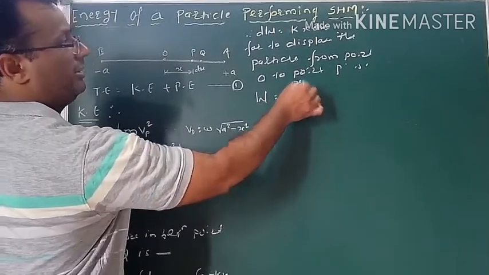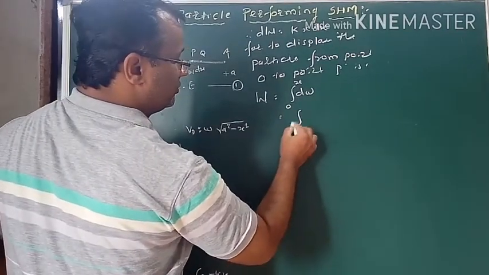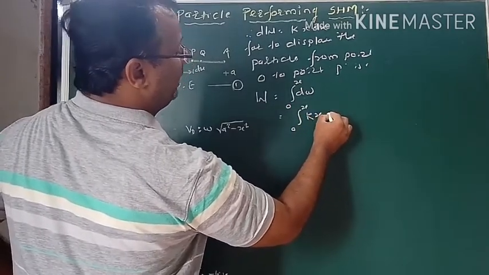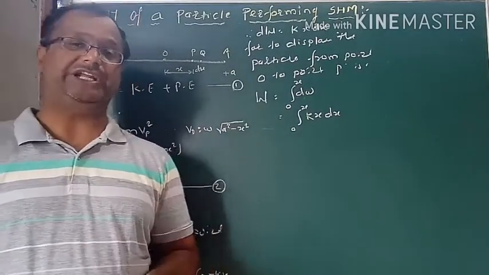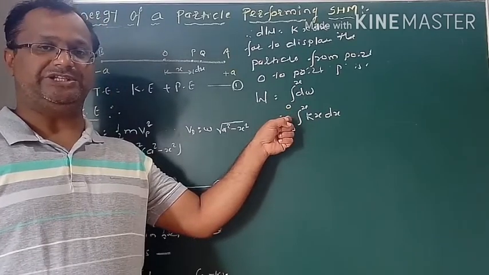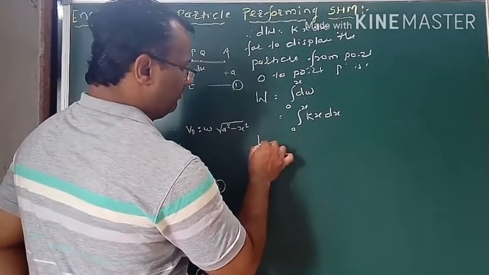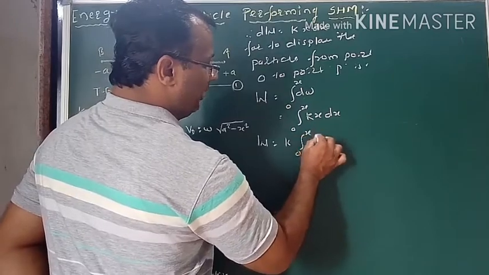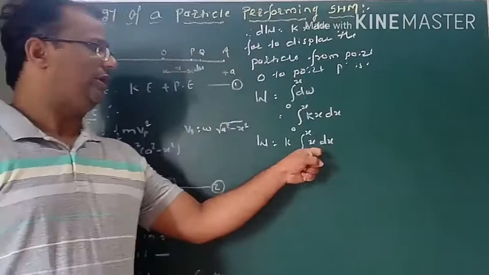And here the value of dW is kx into dx. So integration from 0 to x, here kx, and the dx which is also as it is. But we know the rules of integration. We keep the constant quantity outside the integration sign, right? So this is the rule. So total work done W is equal to K, the integration from 0 to x of x dx. And now we want to integrate this x.